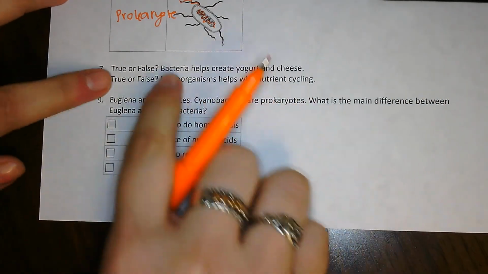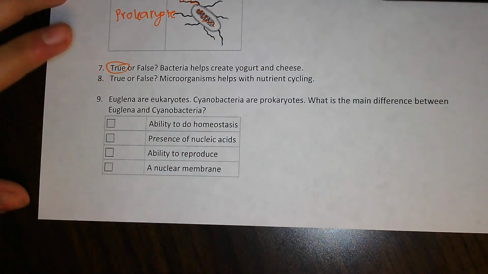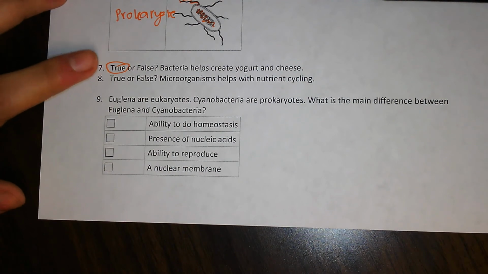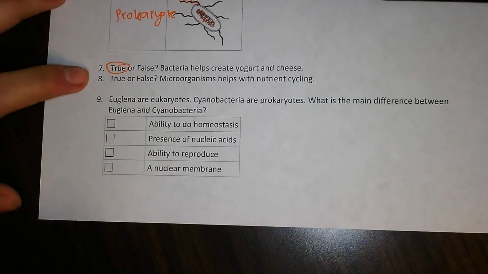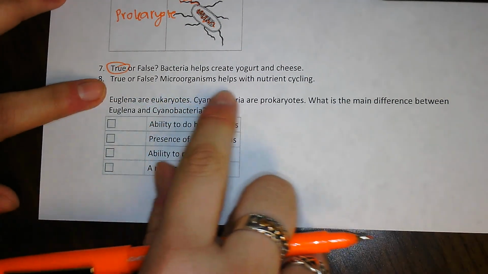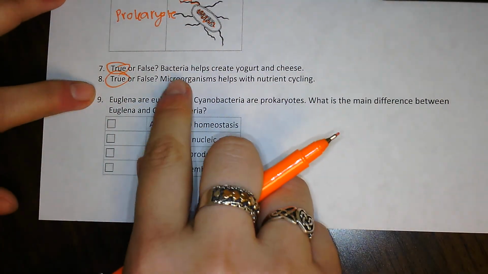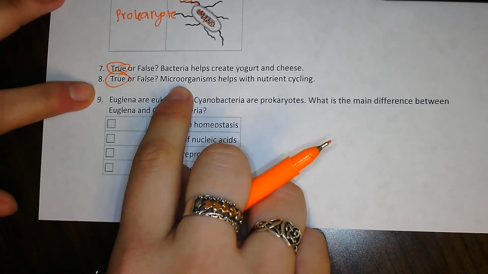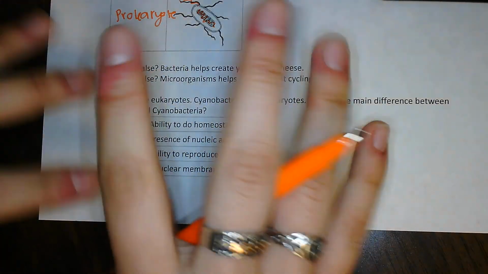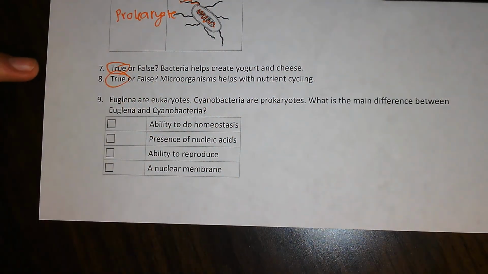True or false? Bacteria helps create yogurt and cheese. Absolutely true. Bacteria are really helpful in the dairy industry. They help create the yogurt. When you eat probiotic yogurt, you are eating bacteria with the yogurt. True or false? Microorganisms helps with nutrient cycling. Absolutely. In the dirt, you have a bunch of little microorganisms that can be viruses, that can be bacteria, it can be protozoans, and all of these are eating all of the bigger stuff and breaking it down into smaller and smaller parts to get nutrients out of it.